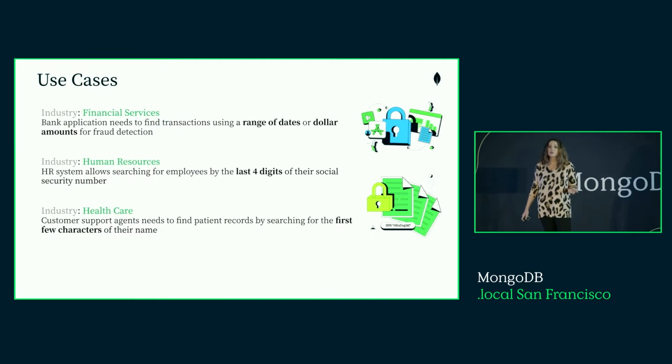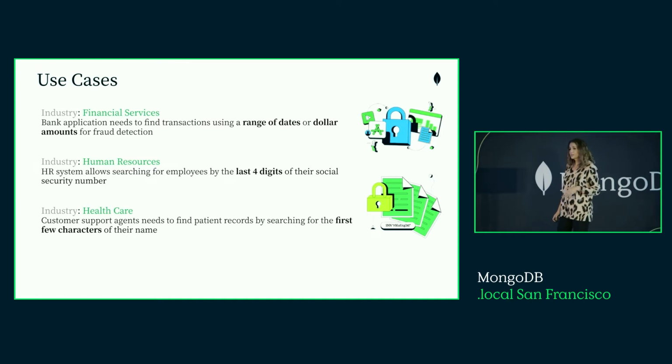So what are the use cases for something like these rich encrypted queries? Financial services, say there is a bank application and you're looking for fraud detection. A range of dates is a common way to query for that. Dollar amounts too. These are where a greater than or less than can work, where you've got fully encrypted data and you can find all the transactions between those.